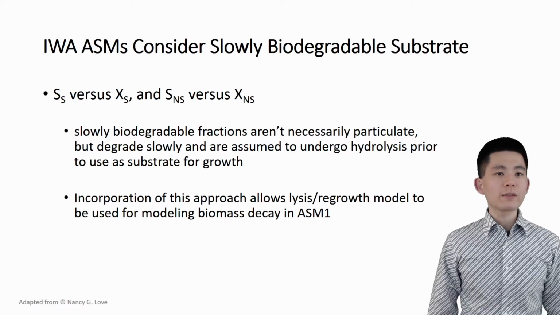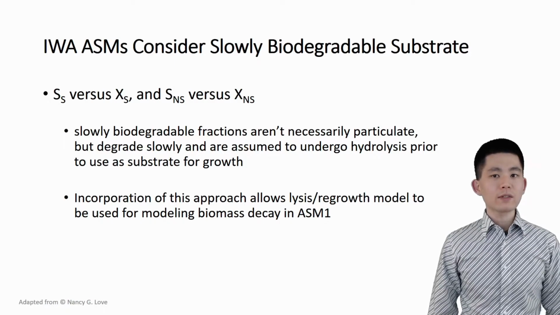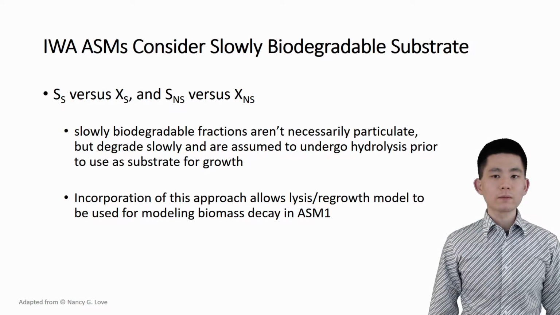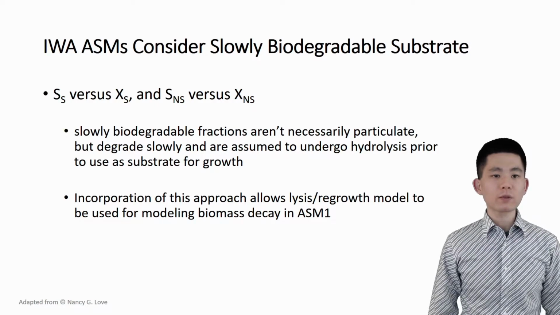As I mentioned that the simple model does not include degradation of slowly biodegradable compounds, ASM introduced XS, the slowly biodegradable substrates, SNS, soluble biodegradable organic nitrogen, and XNS, slowly biodegradable organic nitrogen. Please note that the slowly biodegradable compounds are not just particulate ones, but also include soluble ones. They need to be hydrolyzed before being utilized for biomass growth.